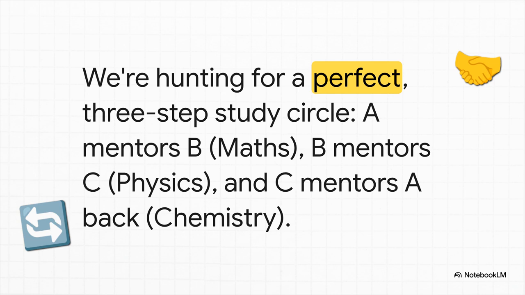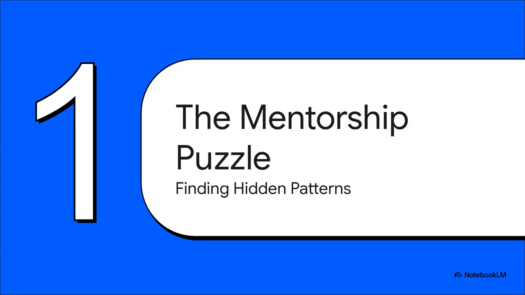So think of it like this. Student A mentors student B in maths, then student B mentors student C in physics, and, this is the crucial part, student C mentors student A right back in chemistry. A perfect circle. So that's the big puzzle, isn't it? With a huge group of students and all their scores, how on earth would you even begin to search for these complex hidden loops? How do you find these little teams?